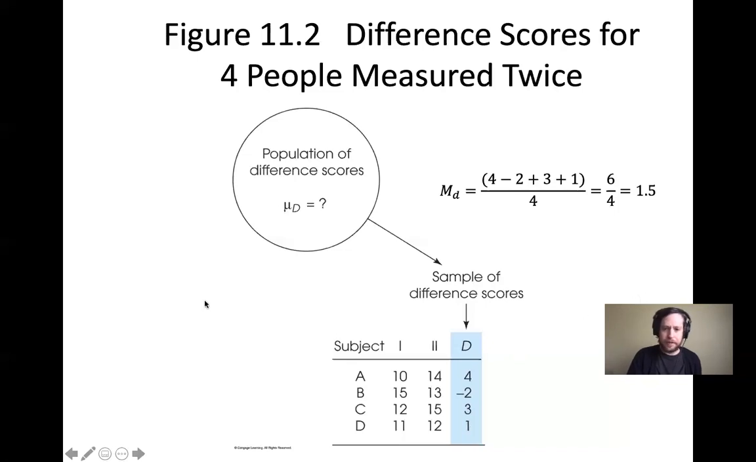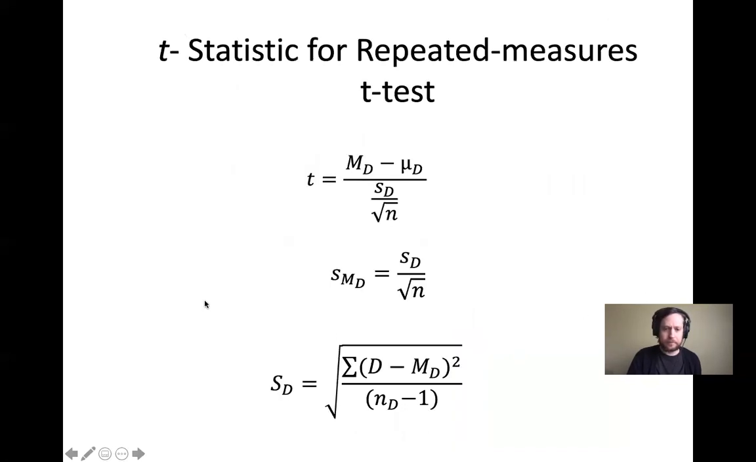All right, let us move on. Okay, so here are the formulas that we're going to be using again. Here is the t-test for the repeated measures t. Please keep in mind, once again, the only difference between this one and the one sample t-test is this one has all these D's in it.